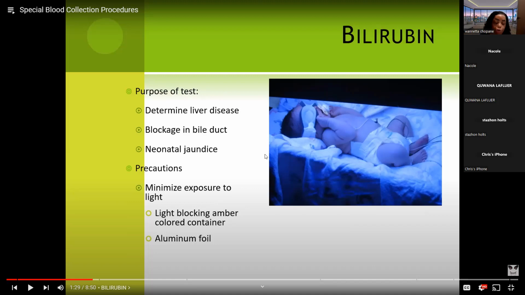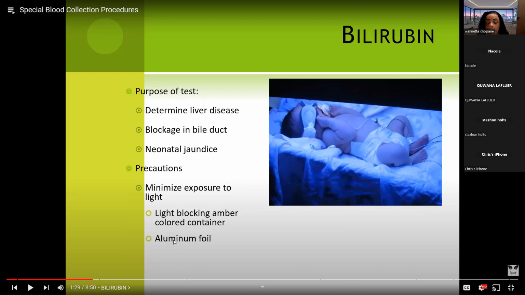But if we were to draw blood and put it in the blood tube, when we package it, it's too sensitive to light. So we have to protect it from light. On our special collections segment, the first thing that they talk about is bilirubin. So if you were to draw bilirubin, you know now that it needs to be protected from light.